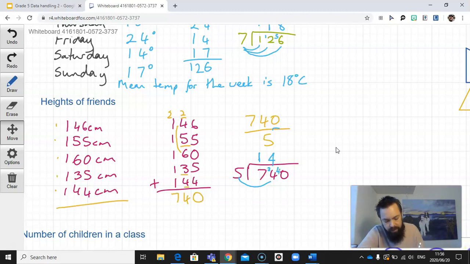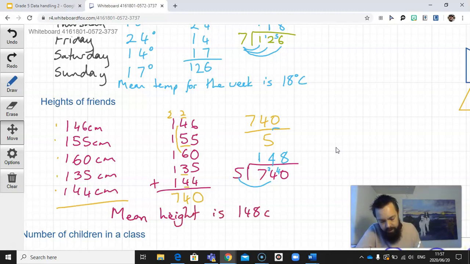And it's got 4 left over, and 5 goes into 48 times with nothing left over. So the answer to this is that the average height, let's write the proper word that we're using, the mean height is 148 centimeters because we used centimeters over there. So the mean height of these friends is 148 centimeters.